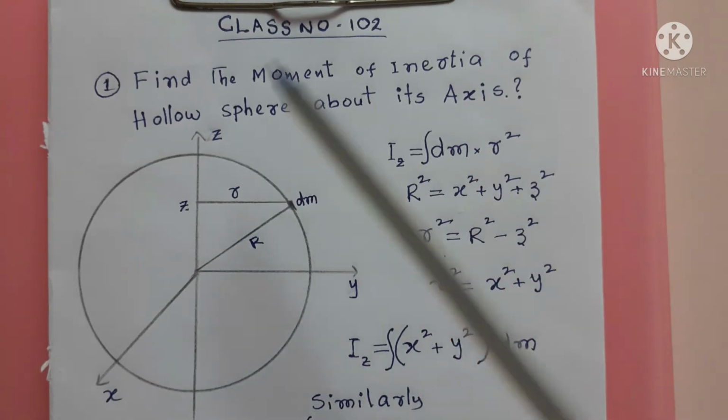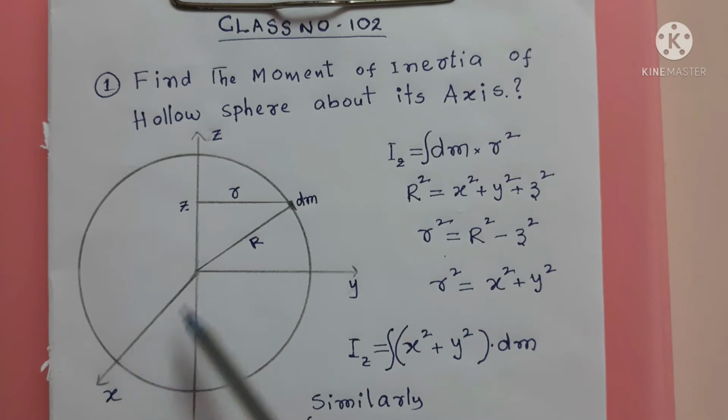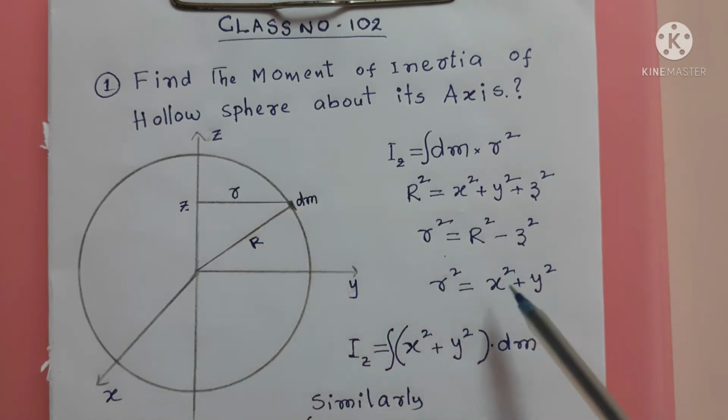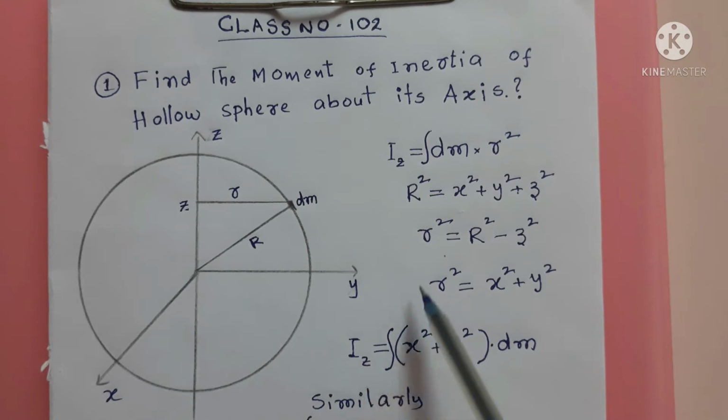Directly also you can write it, because small r is in the xy plane, so it must be in terms of x and y. So r square must be equal to x square plus y square. Now you substitute it here. Iz is equal to the integration of x square plus y square, dm. Similarly, you can find it about the y-axis and the x-axis. Already the z-axis we found. Further, we will find the moment of inertia of the sphere about the x-axis.